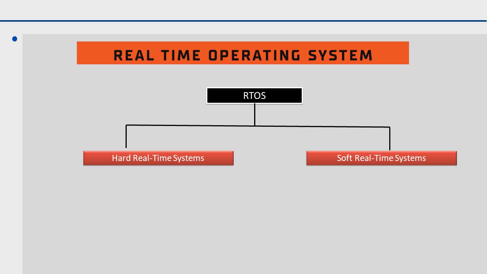Another important type is real-time operating system, also called RTOS. This type of operating system is used when tasks must be completed within a specific time limit. Real-time operating systems are mainly divided into two types: hard real-time systems and soft real-time systems.